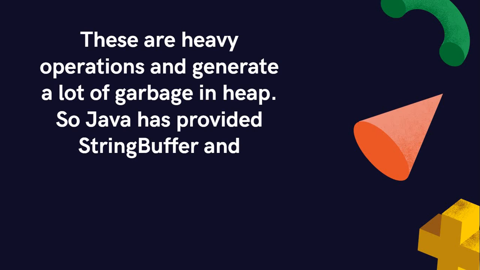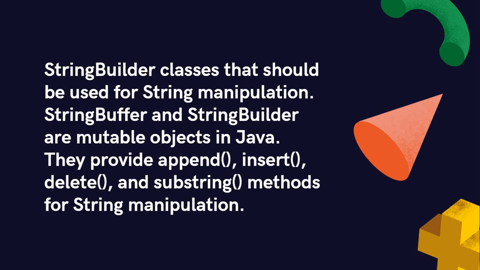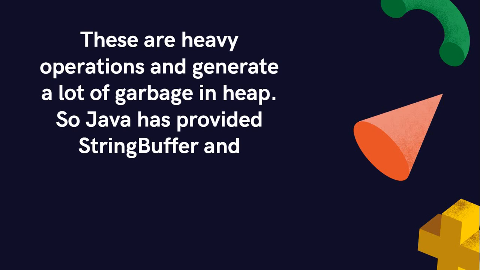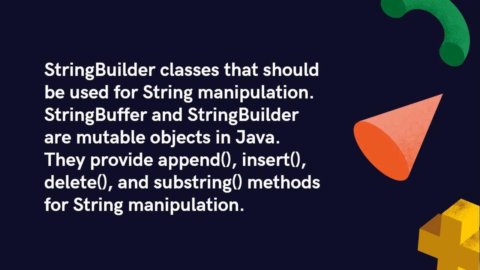So these are heavy operations and generate a lot of garbage in heap. So Java has provided string buffer and string builder classes that should be used for string manipulation. So you understand what we are doing: we are manipulating our string using string buffer and string builder. String buffer and string builder are mutable objects in Java, so they are mutable.